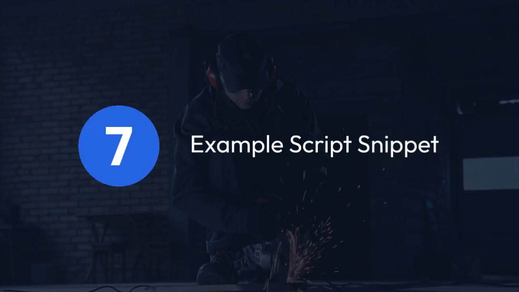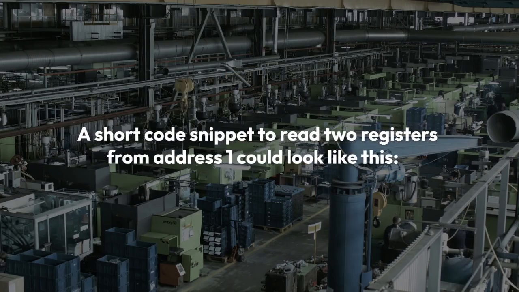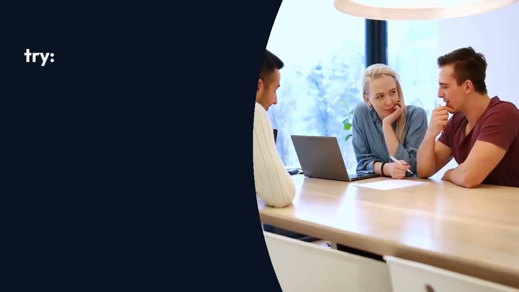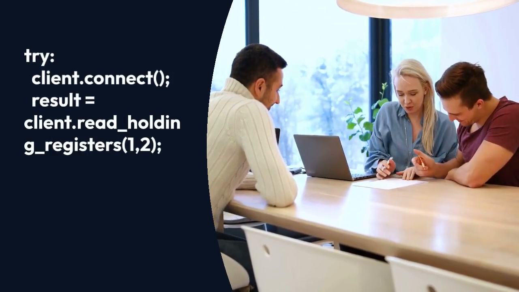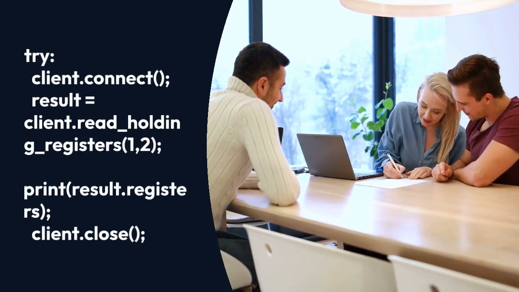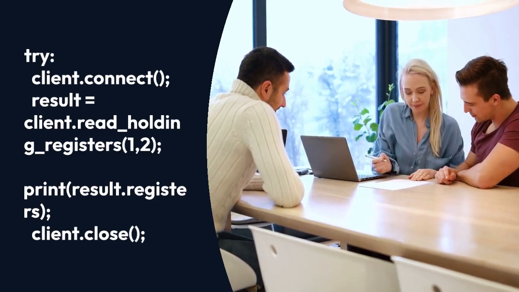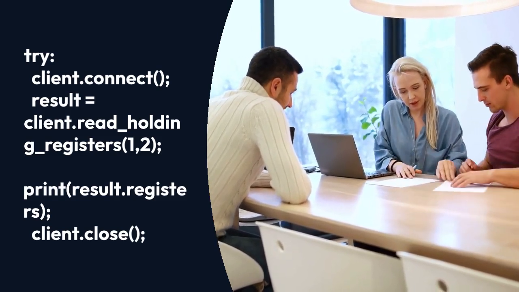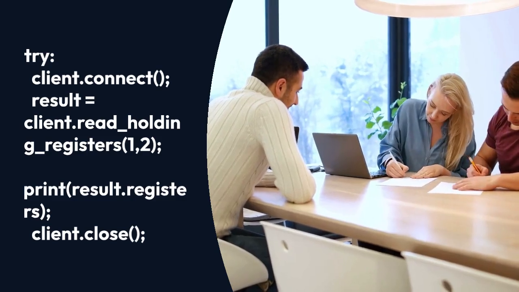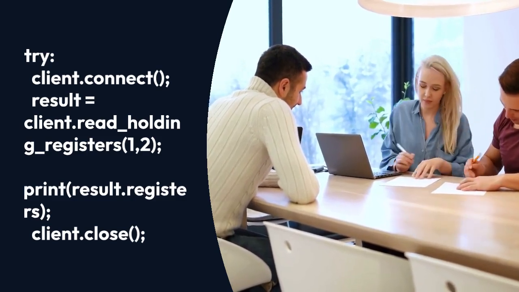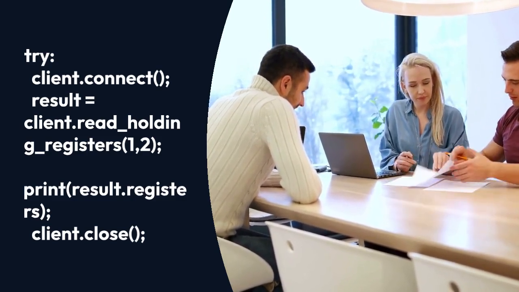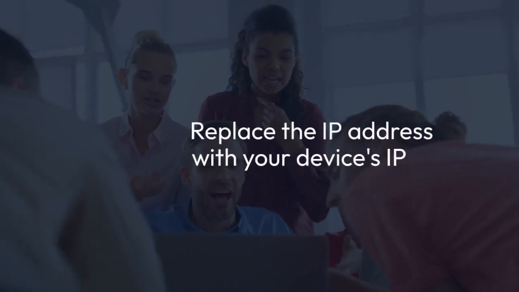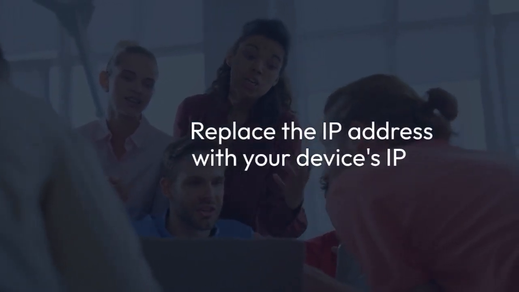7. Example script snippet. A short code snippet to read two registers from address 1 could look like this. try: client.connect(), result = client.read_holding_registers(1, 2), print(result.registers), client.close(), except Exception as e: print(f"An error occurred: {e}"). This demonstrates basic connection, reading, and error handling. Remember to replace the IP address with your device's IP.